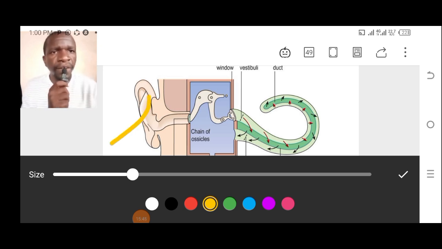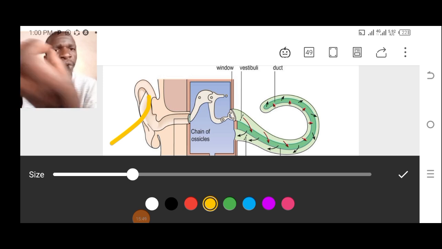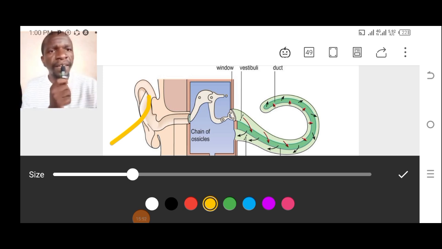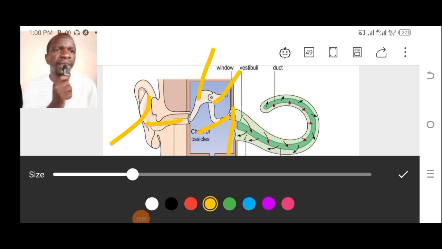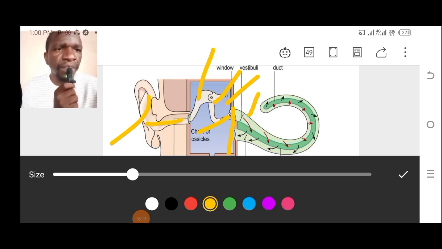The auricle collects the sound waves because of its shape, because it has grooves, and because of its shape it collects and concentrates the sound waves along the external acoustic meatus. The sound waves are going to be increased in their intensity in the middle ear by the movement of the three auditory ossicles, that is the malleus, the incus, and the stapes. And the movement of the stapes in the oval window is going to set up some fluid waves in the scala vestibuli, which is here, and the scala tympani, which is here.